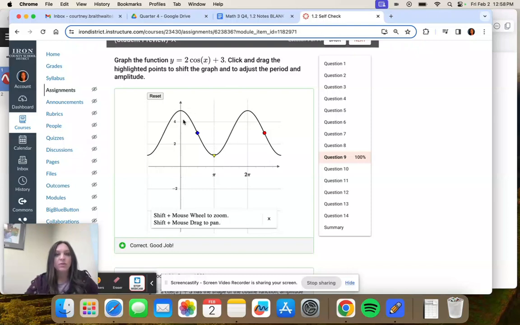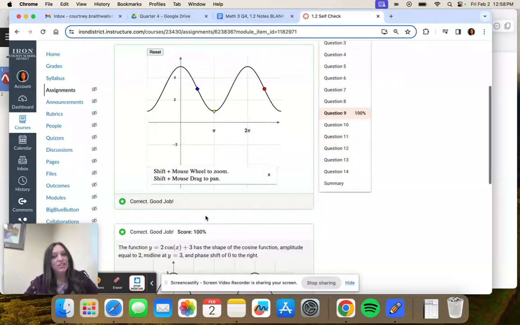All we had to do was move it up to be our midline at 3 and then stretch our amplitude to 2. Nothing else changed on this graph.